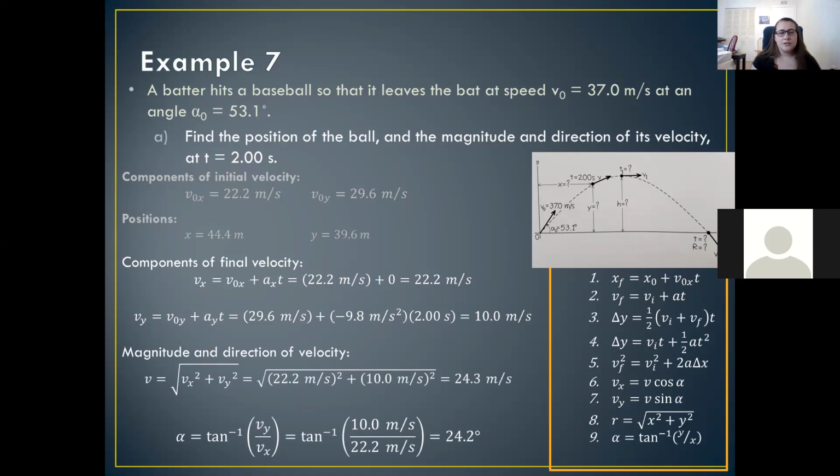So we'll use those components to find the magnitude and the direction of the velocity at that moment. Again, Pythagorean theorem to find the magnitude, inverse tangent to find the direction. And there we have our answers. So the magnitude of the velocity is 24.3 meters per second, and the direction is 24.2 degrees, again, measured up from the positive x-axis.